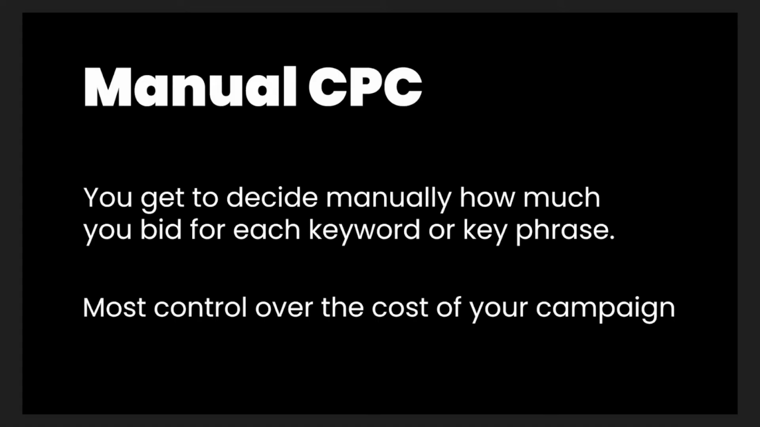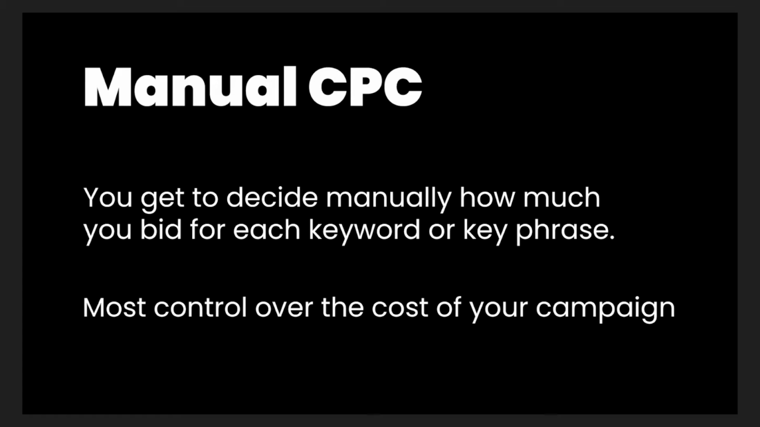Okay, so let's get into the different strategies and what they do. First off, I want to start with manual CPC. Manual CPC simply stands for manual cost per click, and this is the setting that I would recommend you start all of your search ad campaigns with. Basically, what manual CPC does is it allows you to choose manually how much you want to bid for each keyword or each key phrase.